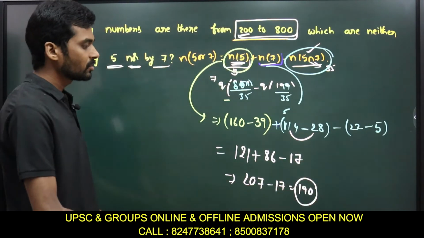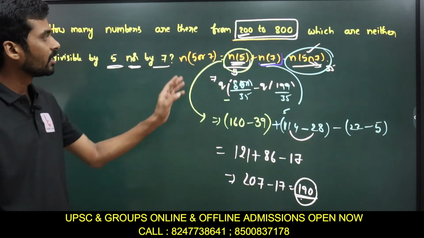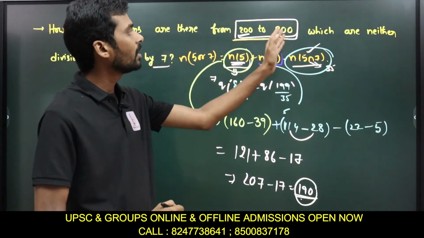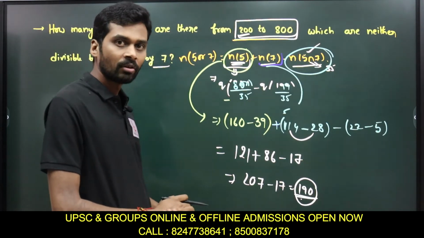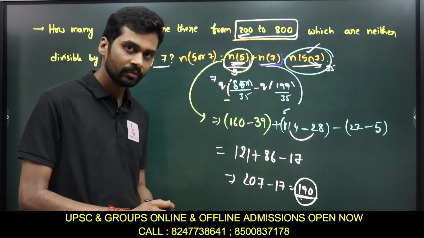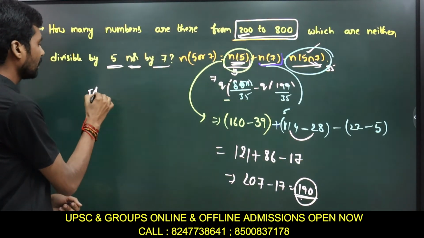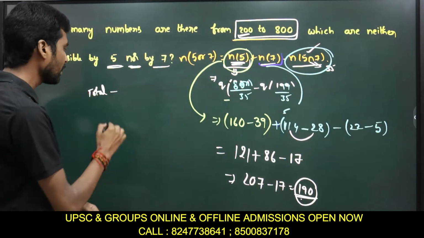Okay, so this 190 represents what? 190 represents the number of numbers which are divisible by 5 or 7. But the question is, how many numbers from 200 to 800 are not divisible by 5 or 7? Not divisible by 5 or 7 is nothing but, from the total numbers, if I subtract the number of numbers which are divisible by 5 or 7, that is my final answer.